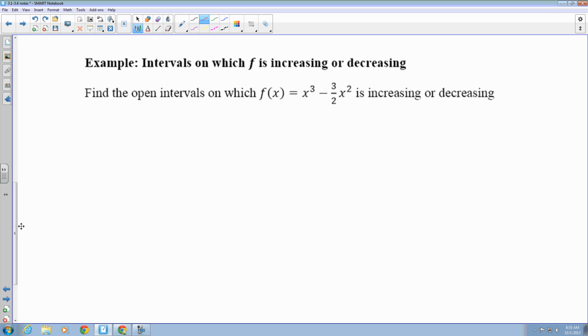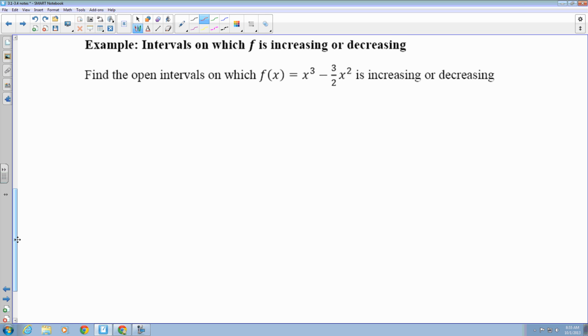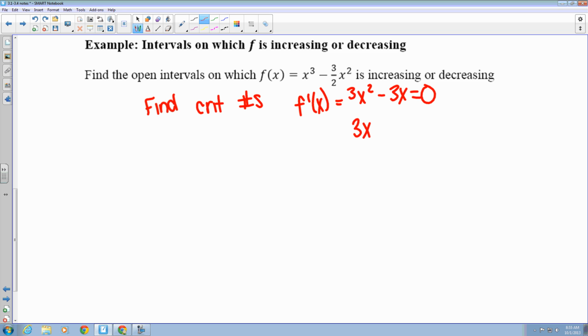Okay, so find the open intervals for which this function is increasing or decreasing or constant. We need to find the critical numbers. So we need to find the derivative. It's 3x squared minus 3x. We have to set that equal to 0. 0 and 1 are our critical values.